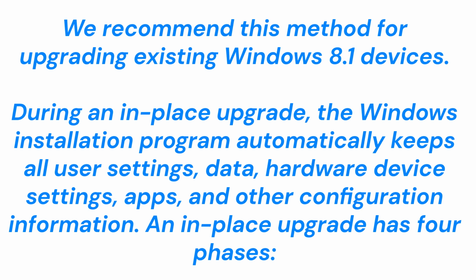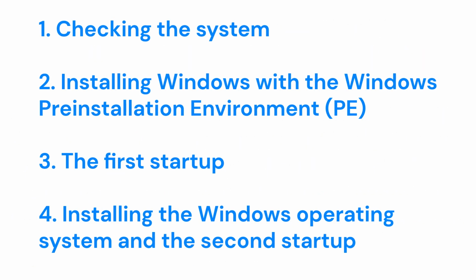During an in-place upgrade, the Windows installation program automatically keeps all user settings, data, hardware device settings, apps, and other configuration information. An in-place upgrade has 4 phases. Checking the system. Installing Windows with the Windows Pre-Installation Environment, PE. The first startup. Installing the Windows operating system and the second startup. You can stop and roll back an installation during any of these phases.